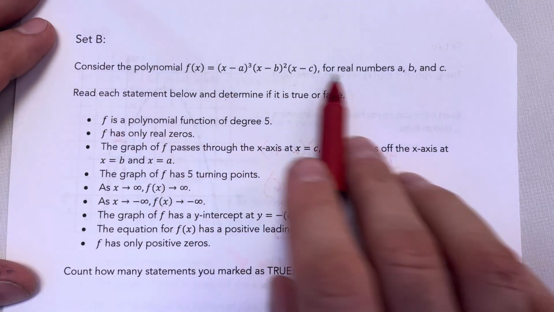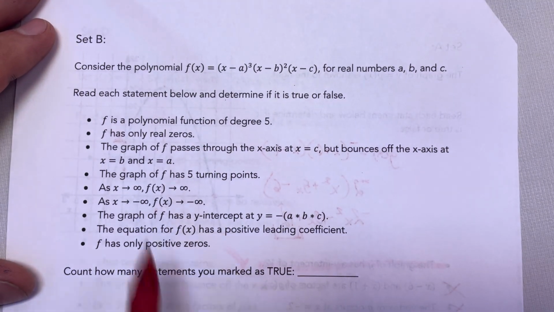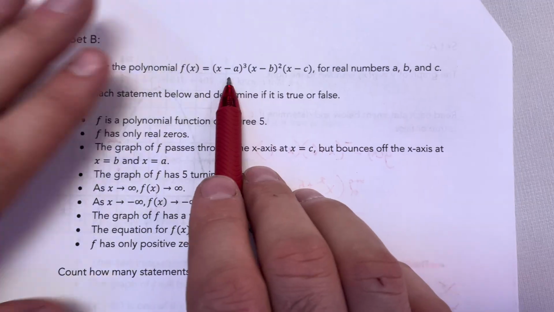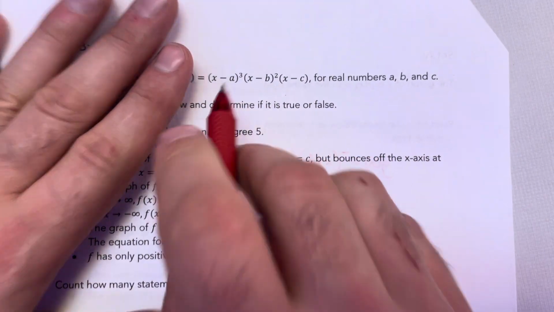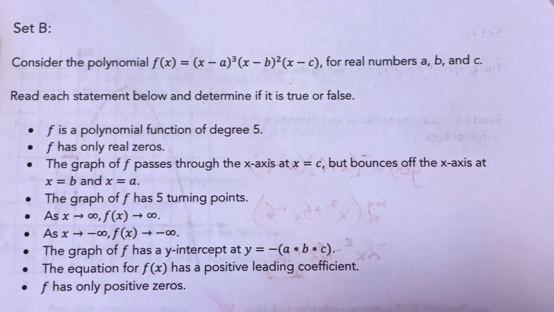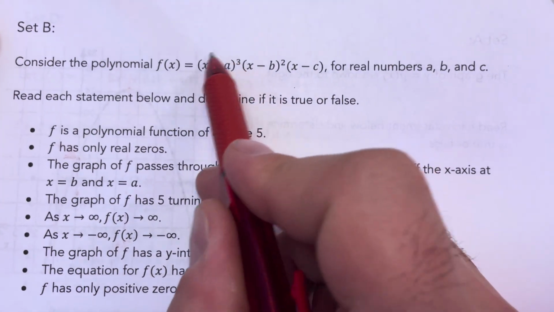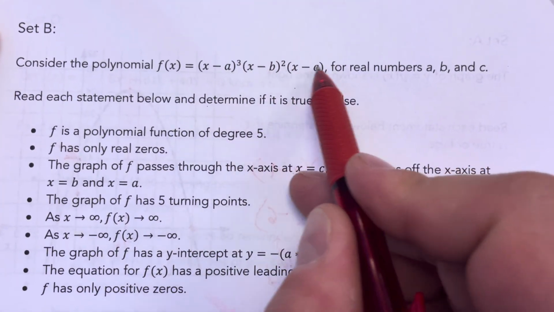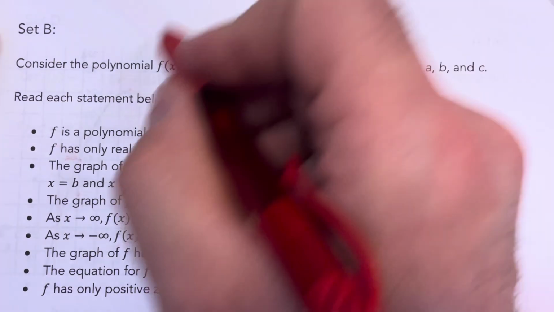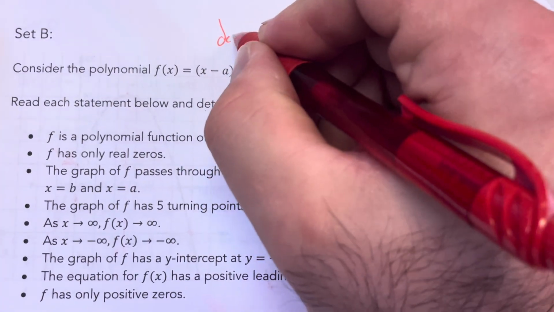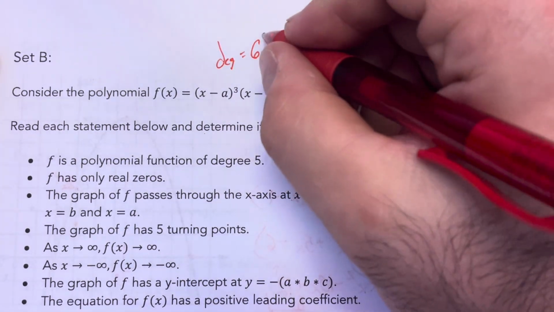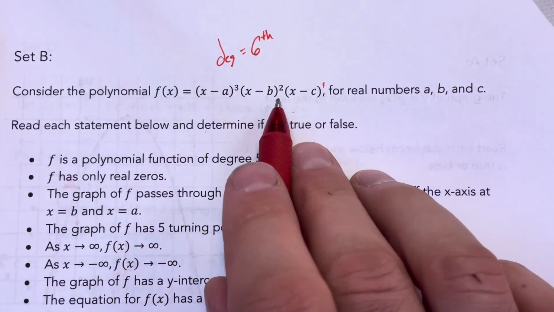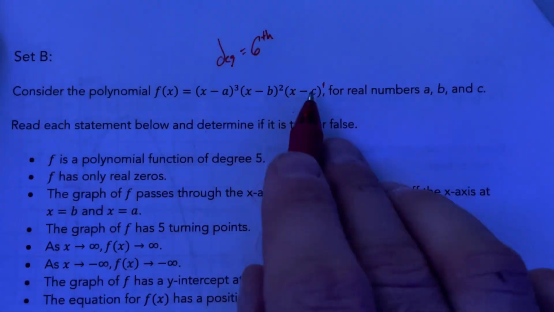Pre-calculus. Let's go over set B and look at the answers for that. So we have this polynomial. When we're looking at this, let's zoom in just a little bit. We've got a degree 3 times a degree 2 times a degree 1. That means the overall degree for this is equal to 6. This is a 6th degree polynomial. But we have everything in factored form.